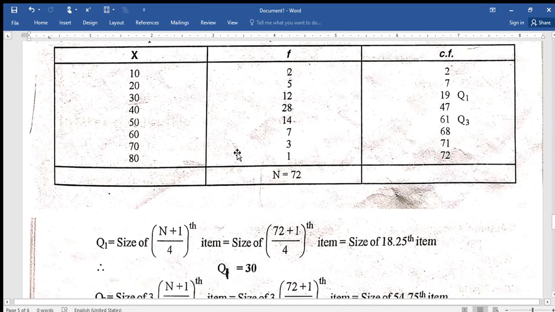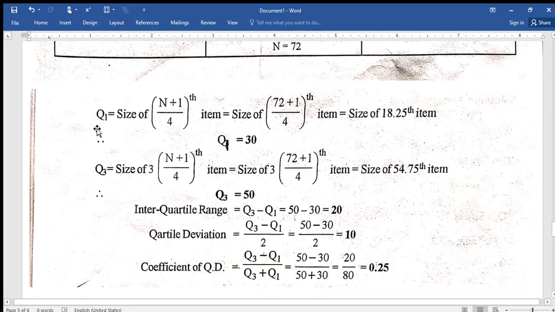After knowing the cumulative frequency, the first quartile is equal to the size of (n plus 1) by 4th item. In this case, the n value is 72. If we replace the value in the formula, it will be 72 plus 1 by 4. If we simplify, that is 73 by 4, we get the 18.25th item.